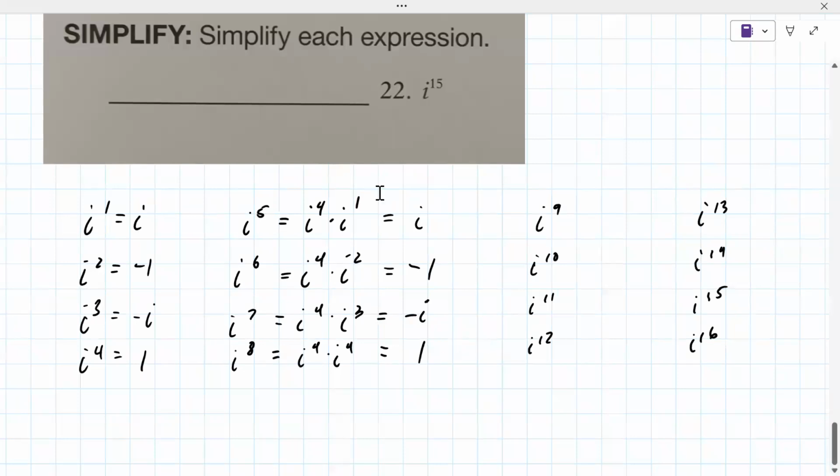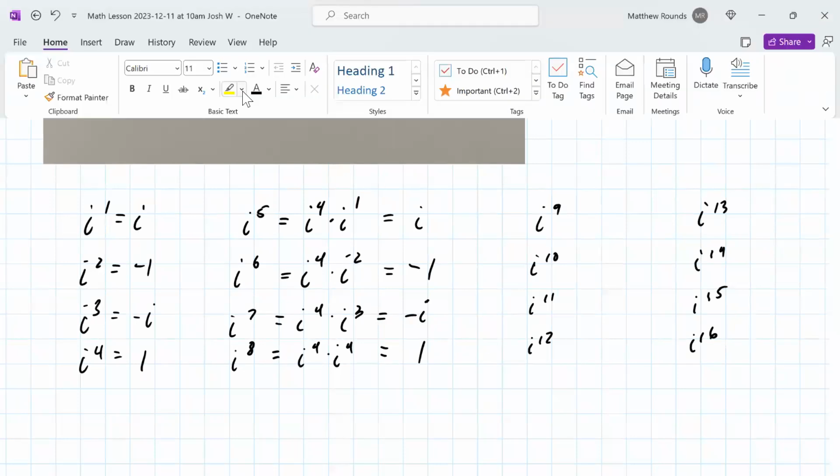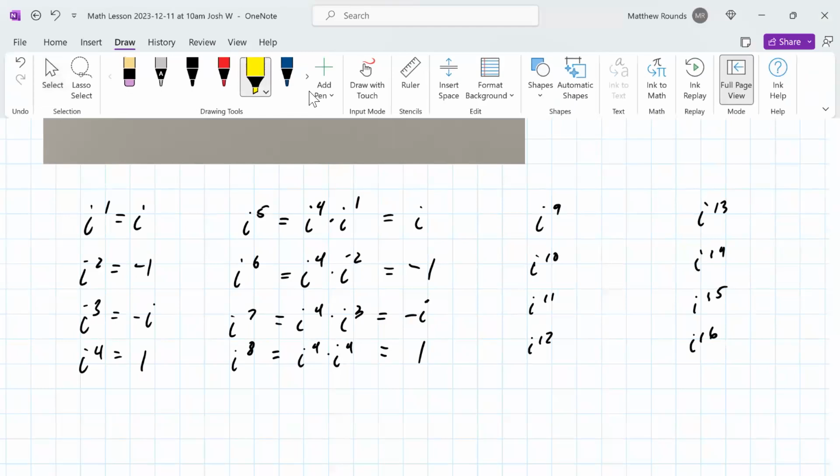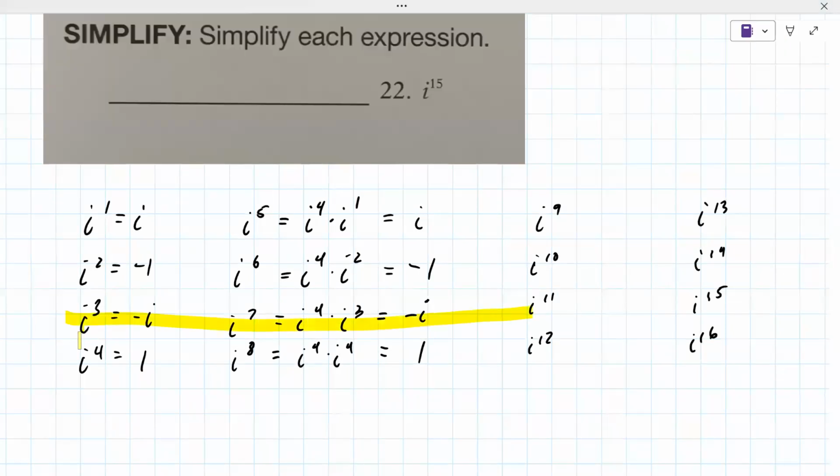This is not the best way to do it, but it's the way we're going to do it: you're looking at this row right here. So what is i to the 15th? It's negative i. There it is.